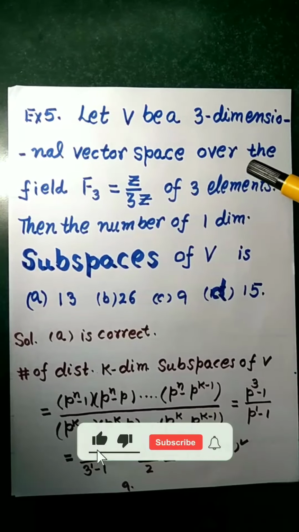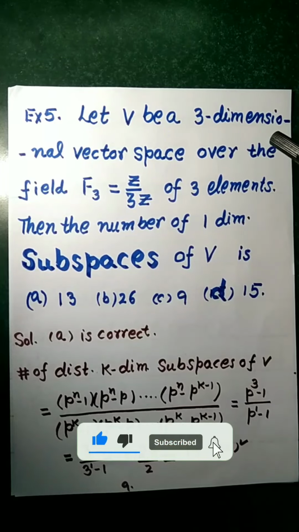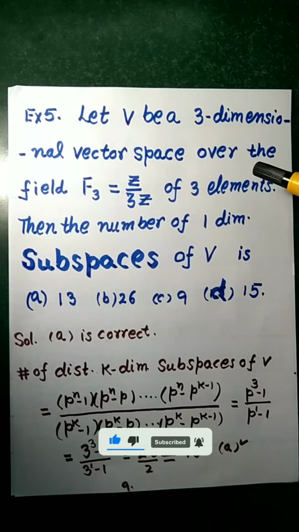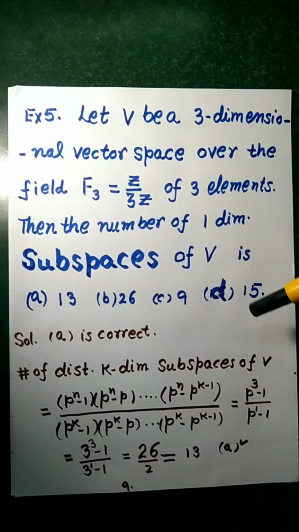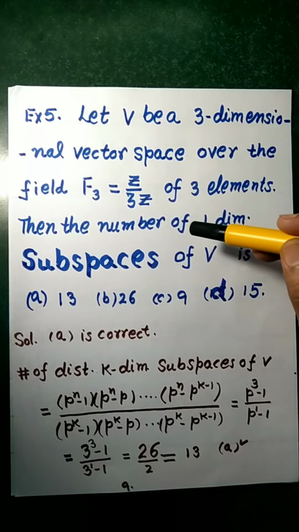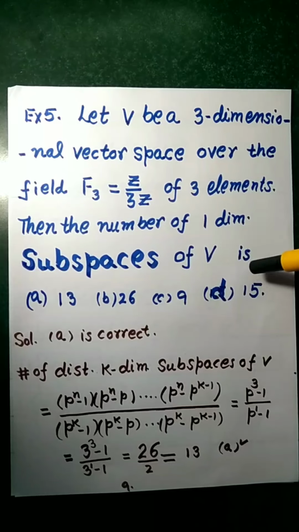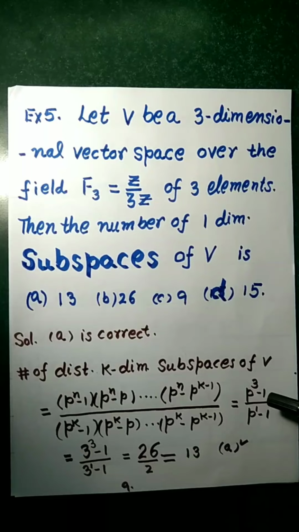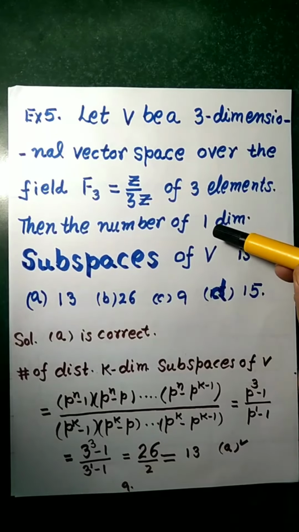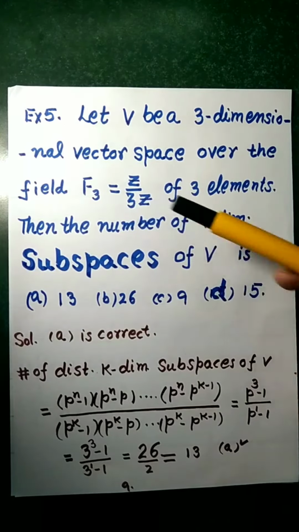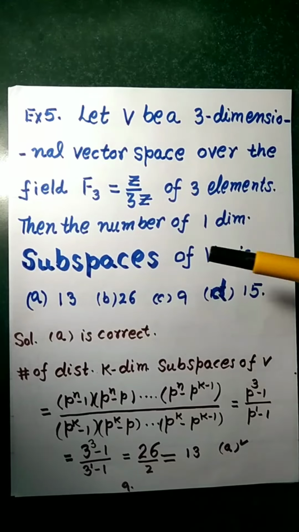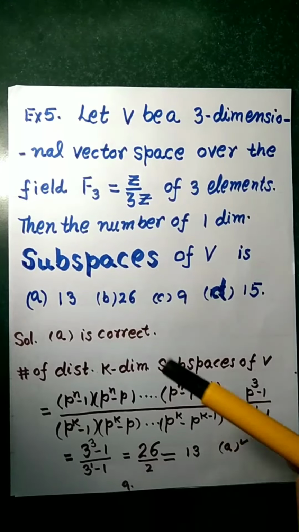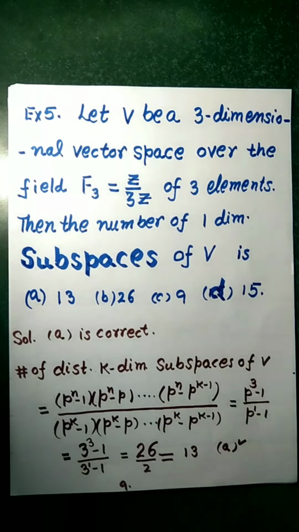And this is the next question. Let V be the three-dimensional vector space over the field F3 of 3 elements. The number of one-dimensional subspaces of V is, these are the options we have to find. This will be the formula. So here k is 1, n is 3 and p is 3. Using this formula we will obtain 13. This is the correct answer.